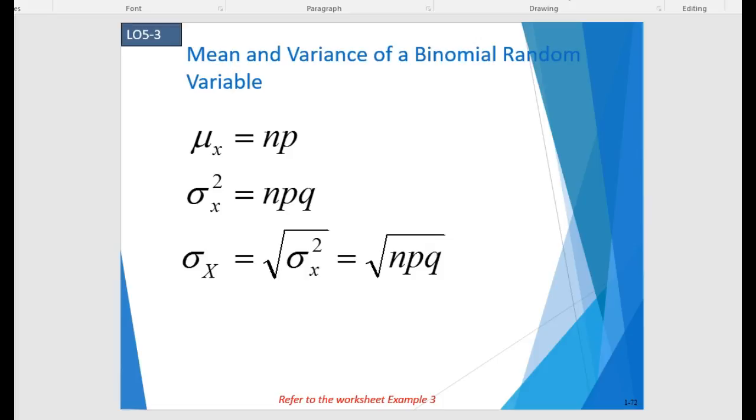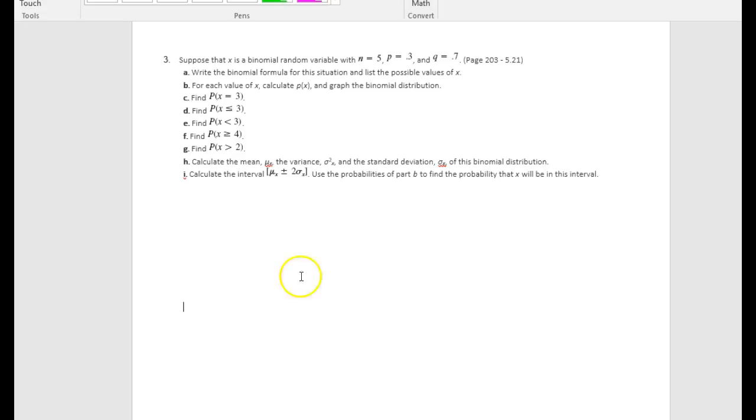So the great thing is, look here, for the binomial random variable, mu of x is just going to be n times p, and the variance is going to be n times p times q, and then the standard deviation, as always, is going to be the square root of the variance, so the square root of n times p times q. All right, go ahead and turn to number 3 in your worksheet, and we'll get started on those problems.